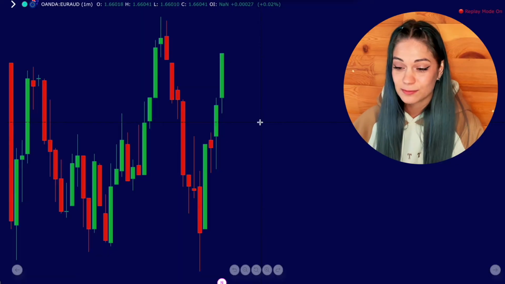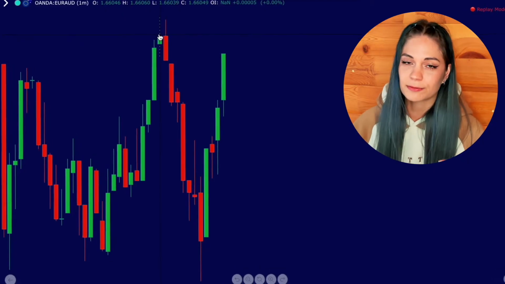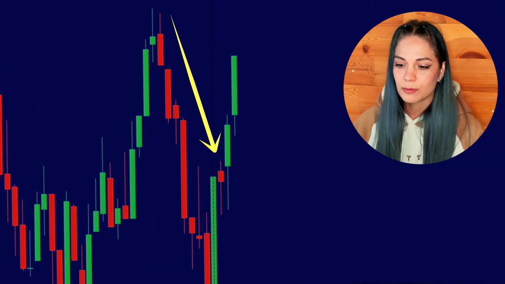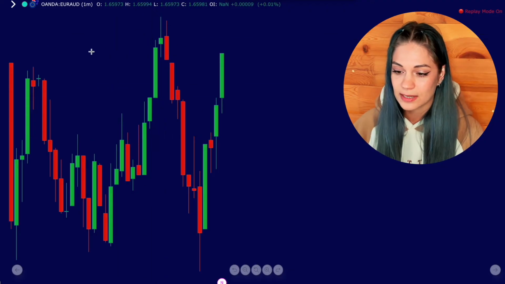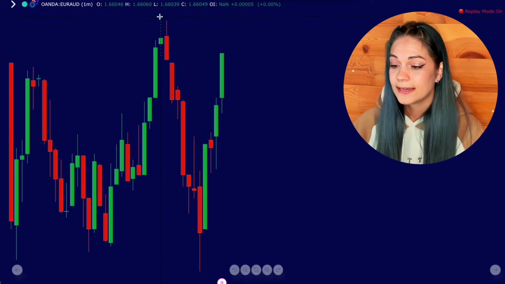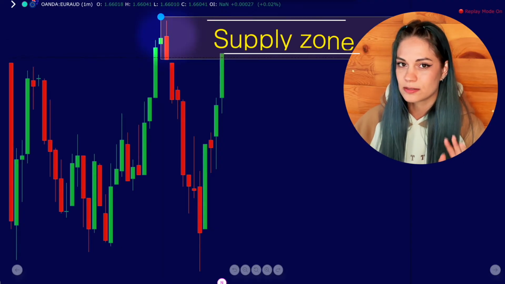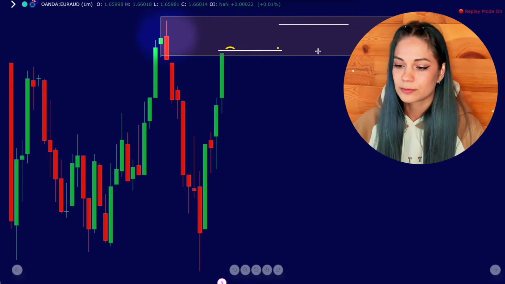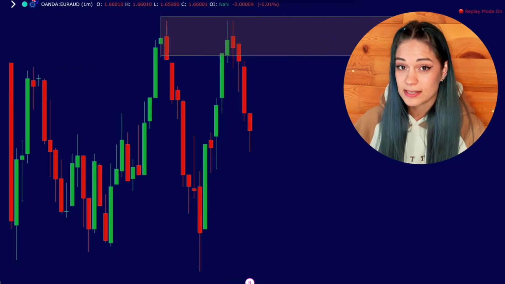The same rule goes for the supply zone, but vice versa. In this case, we see that the price reached a certain level and then suddenly and aggressively dropped, right? And we understand that this is the supply zone. So we are choosing the previous candlestick of the opposite color and marking this zone, which is going to be the supply zone for us. And of course, when the price reaches this zone again, it basically goes back down again.